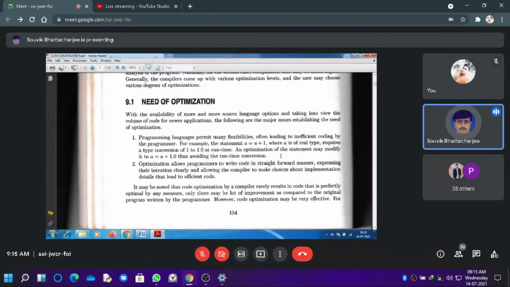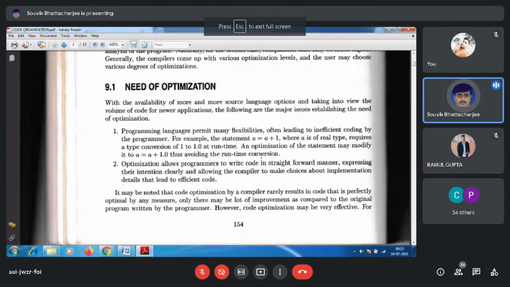This is one aspect, one of the examples or criteria for the need of optimization. Next one, optimization allows programmers to write code in a straightforward manner, expressing their intention clearly, and allowing the compiler to make choices about the implementation details that lead to efficient code. There are various approaches for code optimization, but you can understand why we should go for code optimization. That is the basic objective of code optimization.